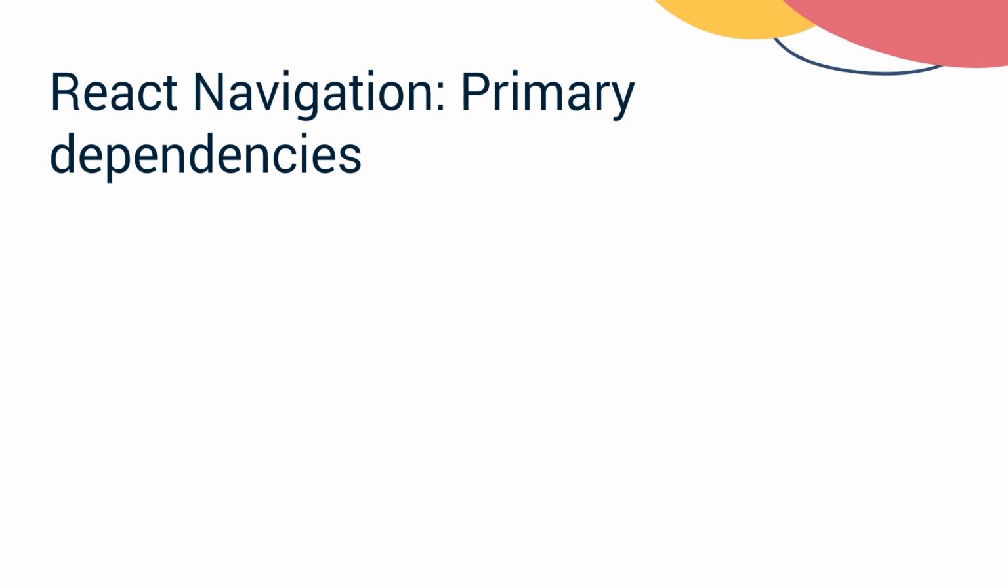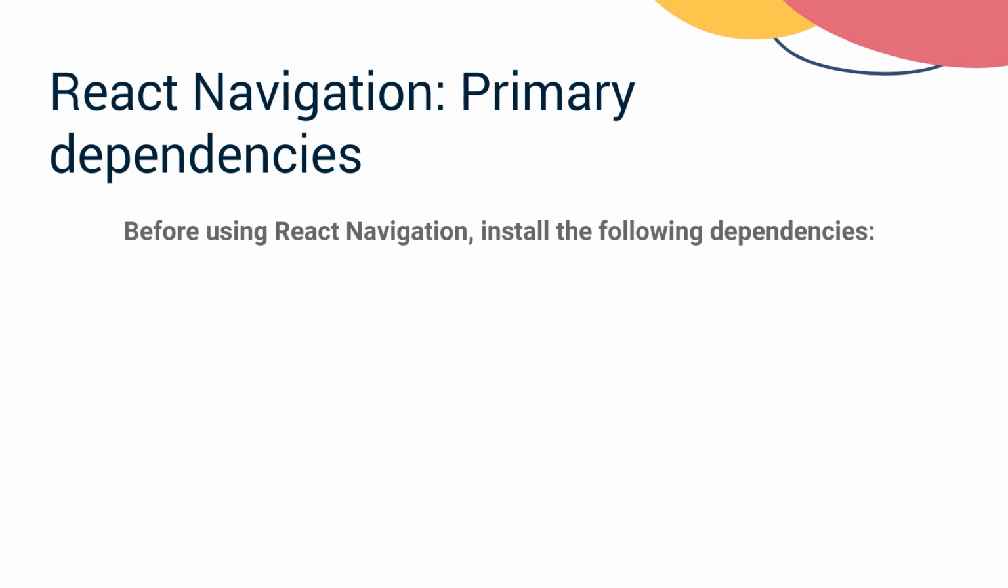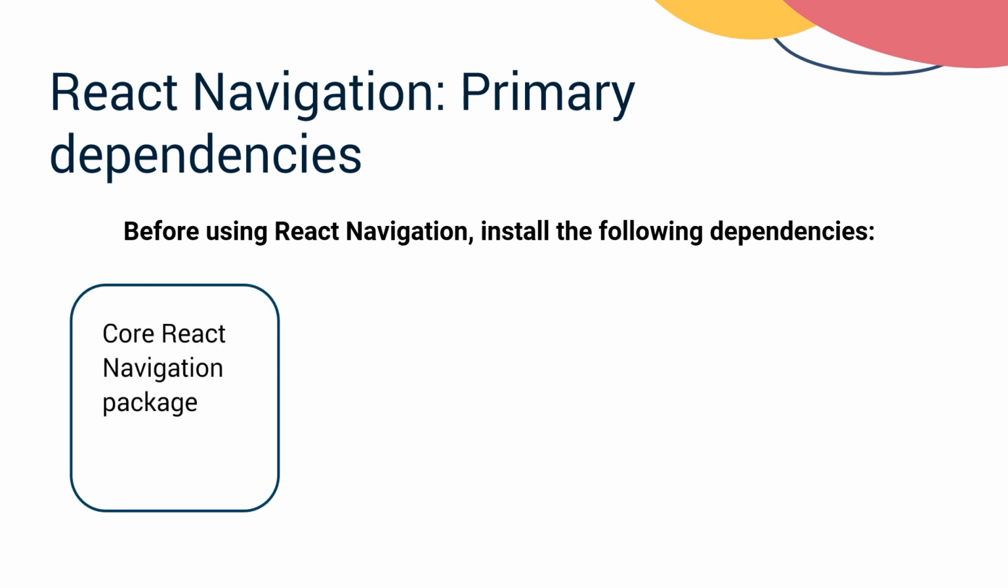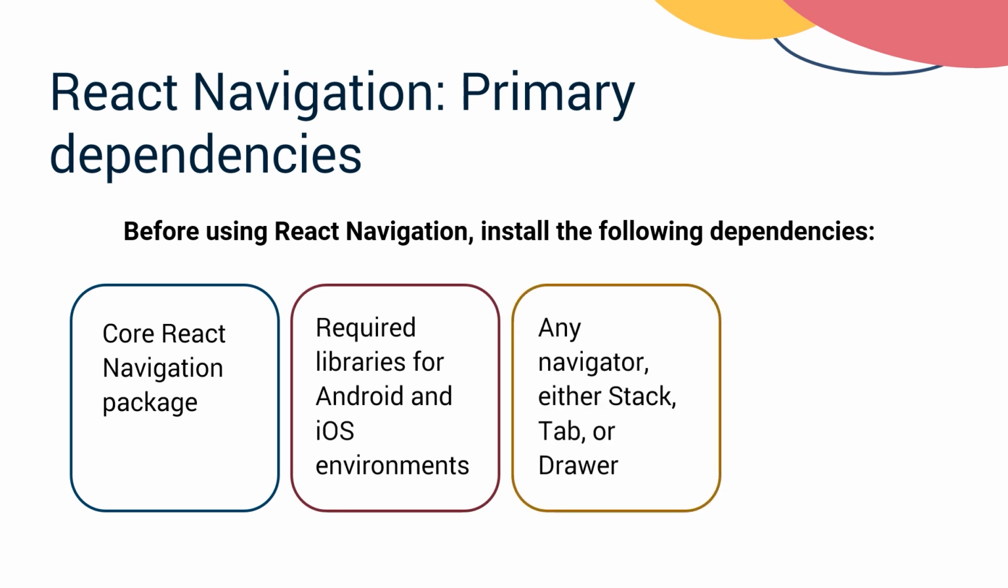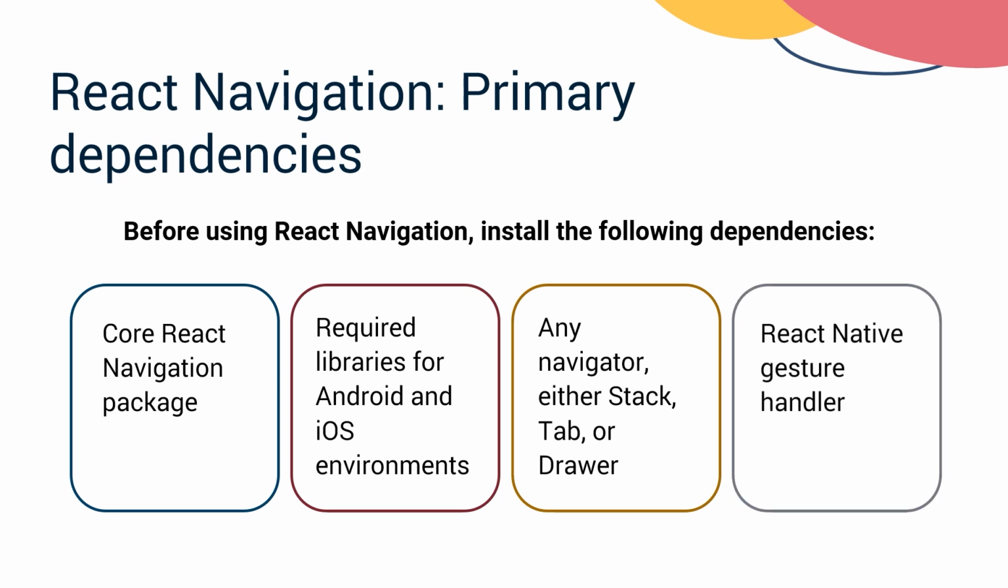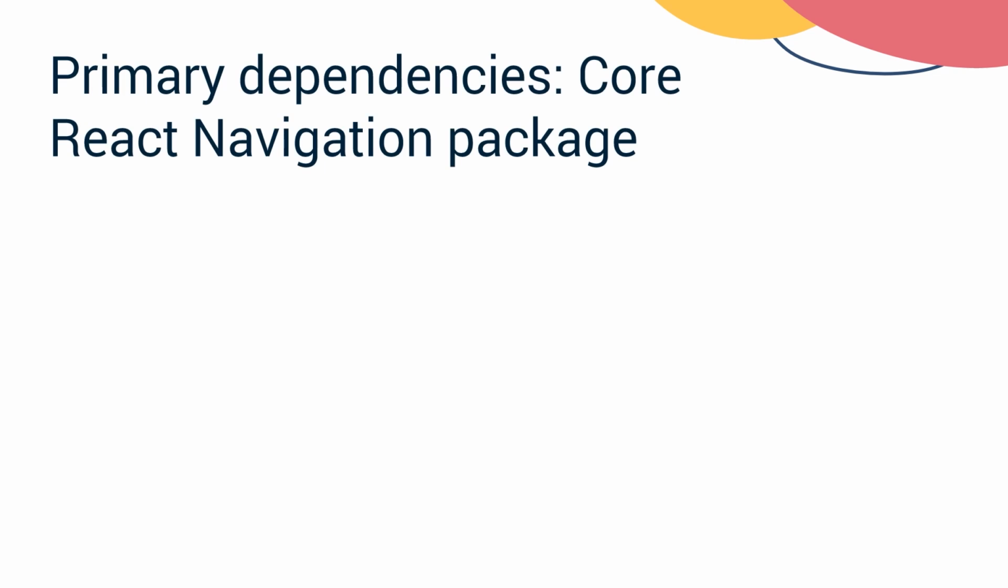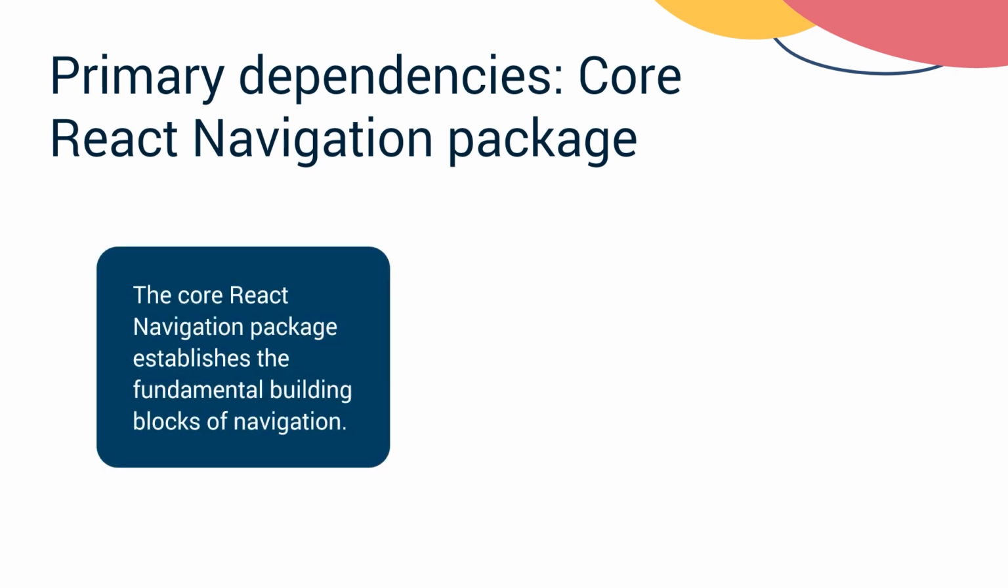Now that you have learned about the components of React Navigation, you need to know that you need to install specific dependencies before using them in a React Native project. These include the core React Navigation package, the necessary libraries for Android and iOS environments, your choice of navigators among Stack, Tab, or Drawer, and the React Native Gesture Handler. Let's look at the commands for installing primary dependencies that you must install before using React Navigation in a React Native project.